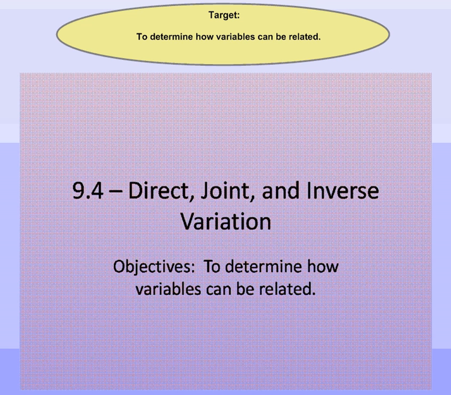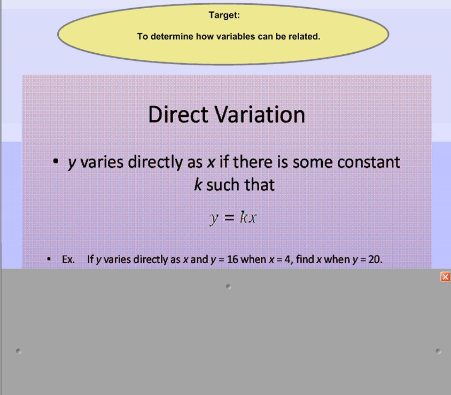In today's lesson, we will be doing section 9.4, which is about direct, joint, and inverse variations. Our target is going to be to determine how variables can be related. There are three types of variation. The first one is direct variation.